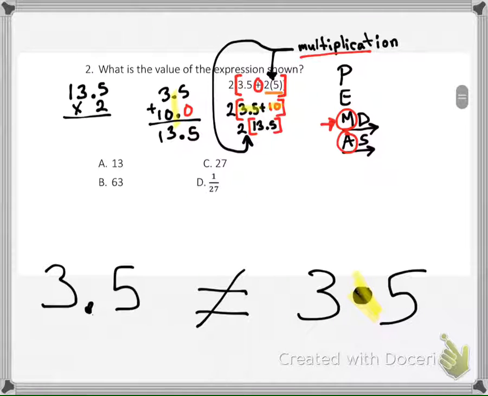Then we can come back and do the bubble strategy. So I'm just going to multiply as if they were whole numbers. 2 times 5 is 10. There's my 0, carry the 1. 2 times 3 is 6, plus 1 is 7. And 2 times 1 is 2.